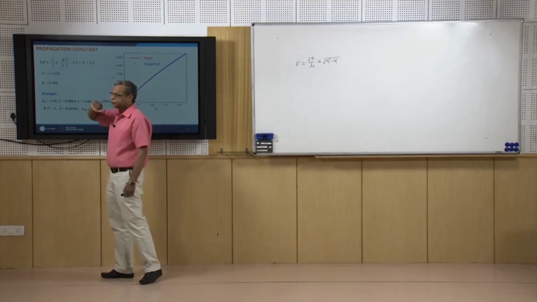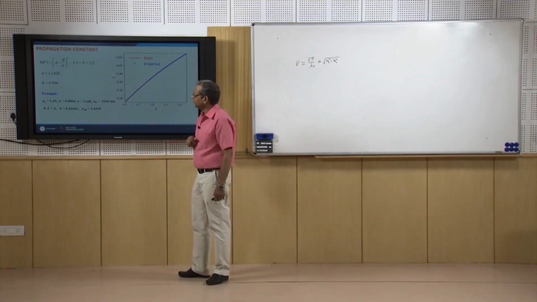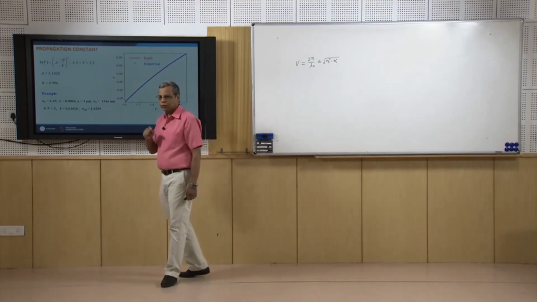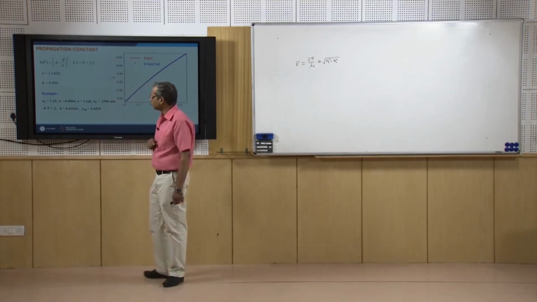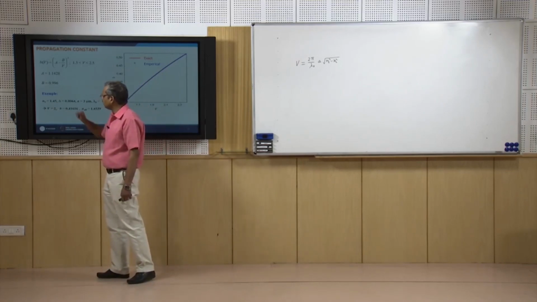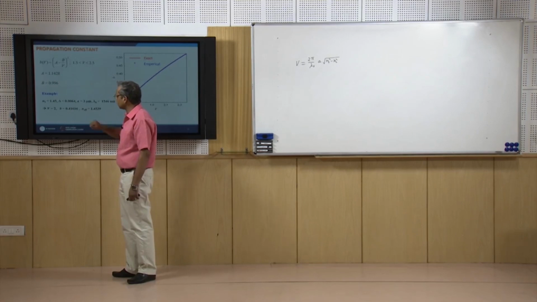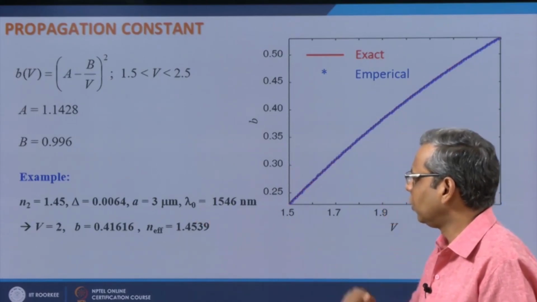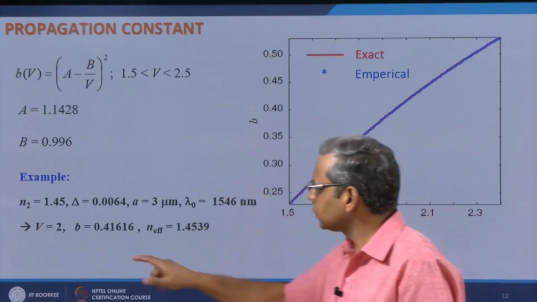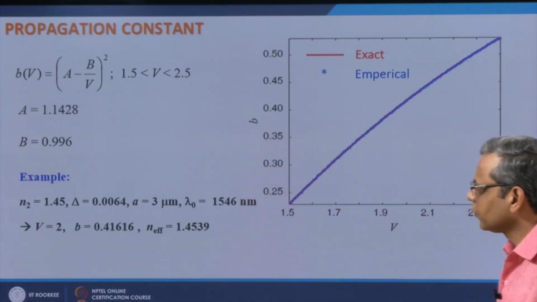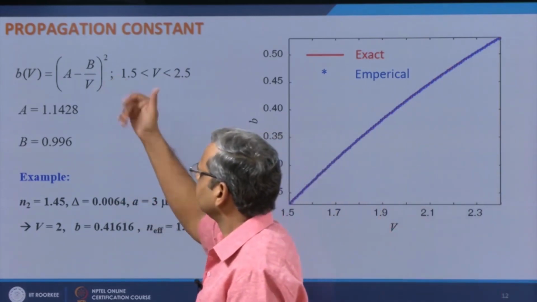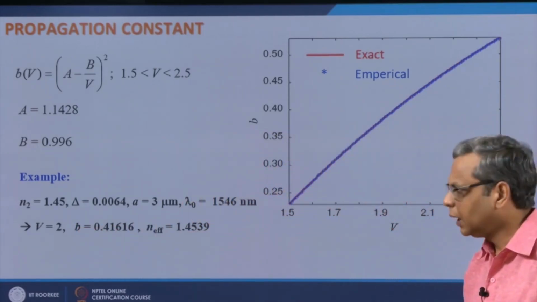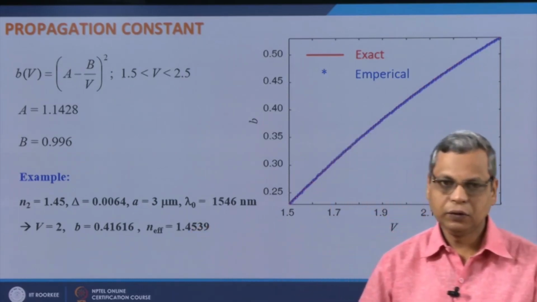But if I now know this empirical relation, then my life becomes very easy. I need not solve the transcendental equation again and again. For example, if I have a fiber with n2 equal to 1.45, delta equal to 0.64%, a equal to 3 micrometer, and I consider a wavelength of 1546 nanometer, these values correspond to a value of V which is 2, and if I put it here, I find out the value of b immediately as 0.41616, and from there I can extract the value of n effective.